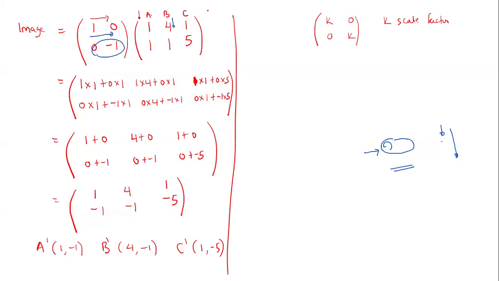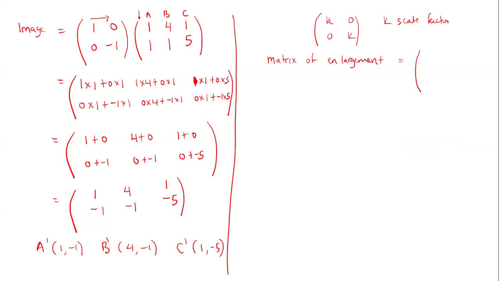Hope you remember that. Now, what are you going to do? Always, you're going to first write matrix of enlargement. You make sure that your work is clear. Matrix of enlargement, and you put it here. Remember, your K, according to the question, was -2. So you say this is [-2, 0; 0, -2].